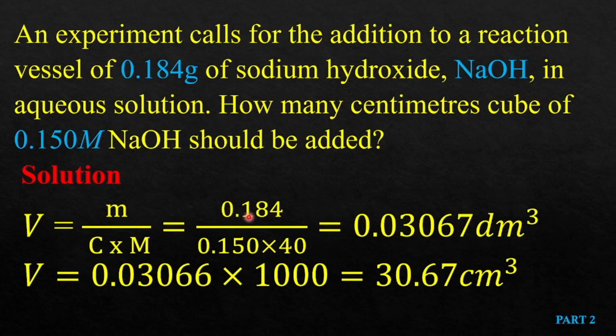The mass was 0.184, concentration 0.150, then the molar mass from this will give you 40. So when you divide, that will give you 0.03067 dm cube. Take note, the question said we are to solve in centimeter cube. So after getting the answer in dm cube, you convert it to cm cube, and V will be equal to 0.03067 times 1000, which will give you 30.67 cm cube. So please take note of that.